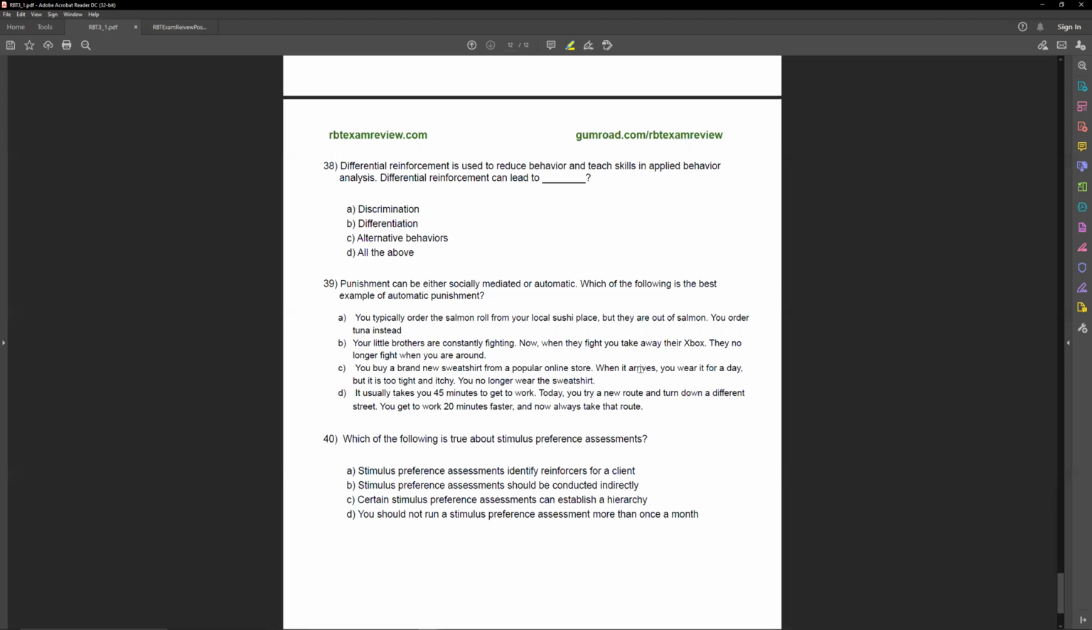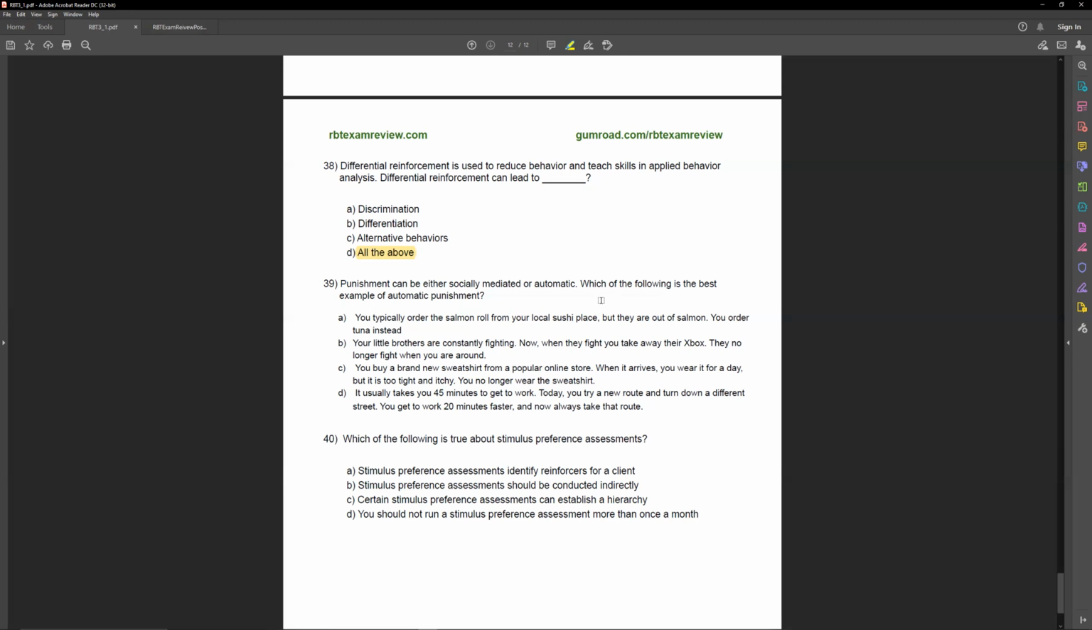Differentiation, which is discriminating between responses, okay? So if I go to give somebody a high five and they fist bump me or do something else, I'm only going to reinforce the high five, put everything else on extinction, okay? They're going to learn to differentiate between high fives and fist bumps. Differential reinforcement. Alternative behaviors, of course, right? This should be an easy one because we have DRA, differential reinforcement of alternative behaviors, where we're using differential reinforcement to teach alternative behaviors. So differential reinforcement can lead to all the above: discrimination, differentiation, and alternative behaviors. Okay. Again, another easy question. Should be able to answer that one quite quickly.